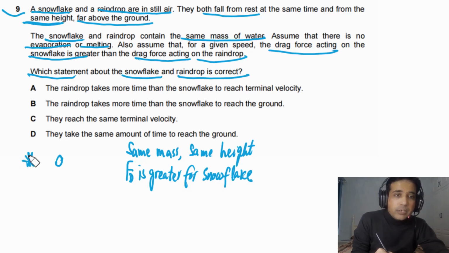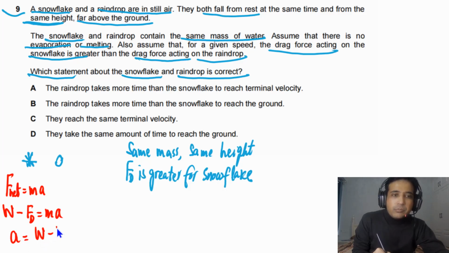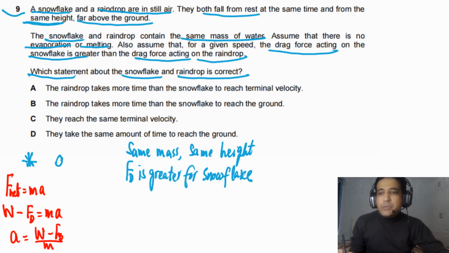Drag force is greater for this one. So the Fnet we can find out. Fnet will be equal to ma. So the Fnet is weight minus the drag force, and this is equal to ma. Now from here we can see a will be equal to W minus F_drag divided by m. So if drag force is greater, it means the average acceleration will be lower. So this is one thing we need to understand.